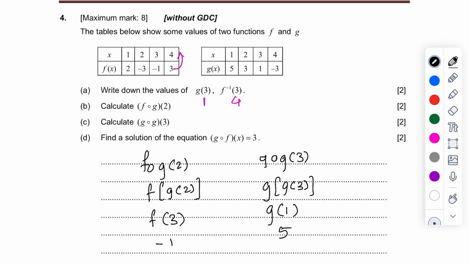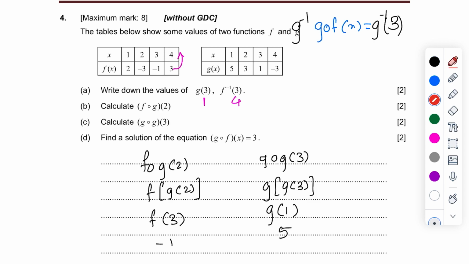Next, g circle f of x equals 3. So what is the value of x? He is asking us to find it out. So how should I be able to do so? For that, first of all, I should know what g circle f is. If we don't know, what am I going to do? I just move this 3 over here and write it out over here. So I am applying g inverse on both sides.